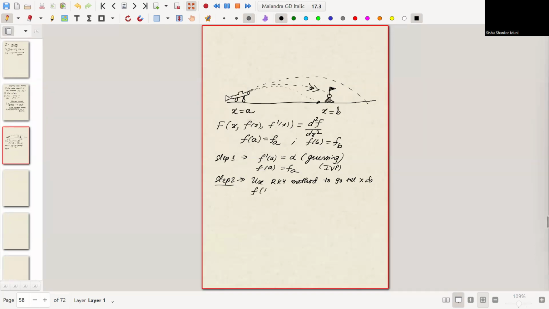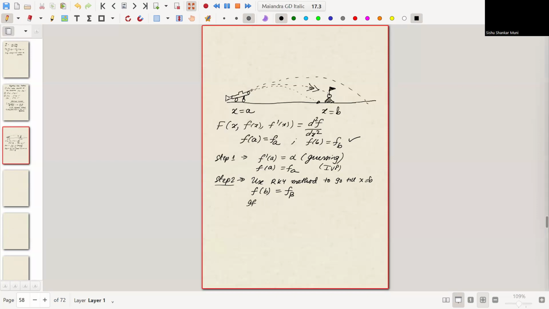Then you're using the Runge-Kutta method, right? So you might get some value of f. But I want your attention to this matter: f of b is already given to be f subscript b. If your starting guess f prime of a equals alpha is correct, then you will hit f of beta equals f of b. If your guess is not correct, let me write.